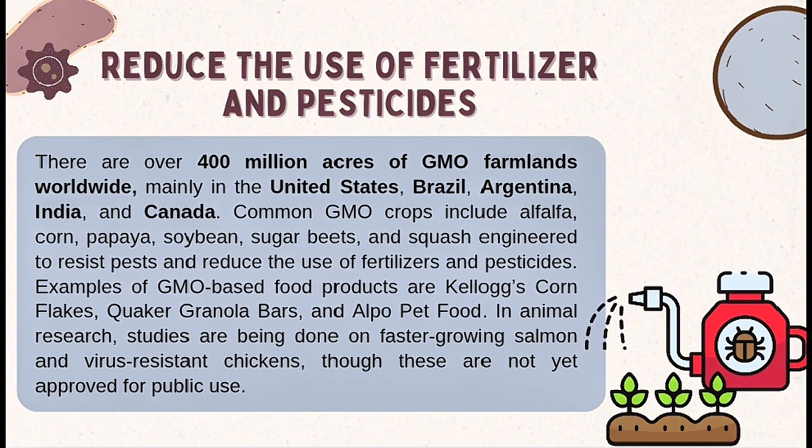The text also mentions that GMO technology is used in common food products like cereals and pet food, showing how widespread it has become. Additionally, scientists are studying GMO animals such as faster-growing salmon and disease-resistant chickens, which could improve food production.